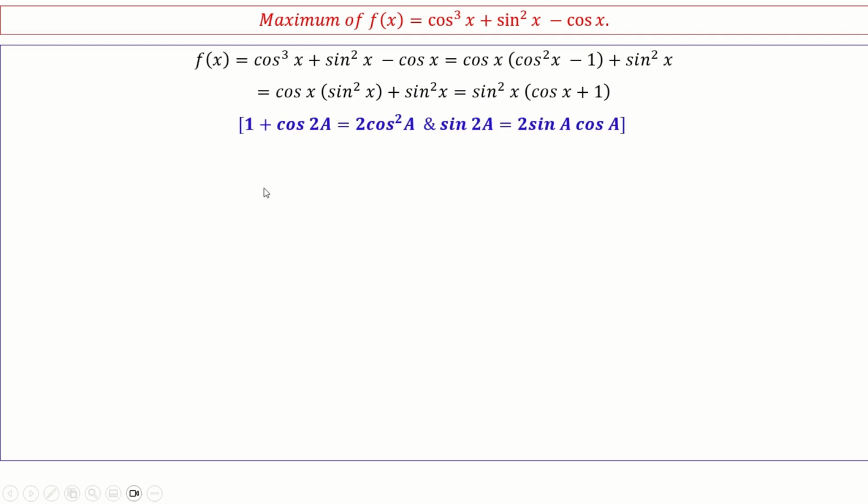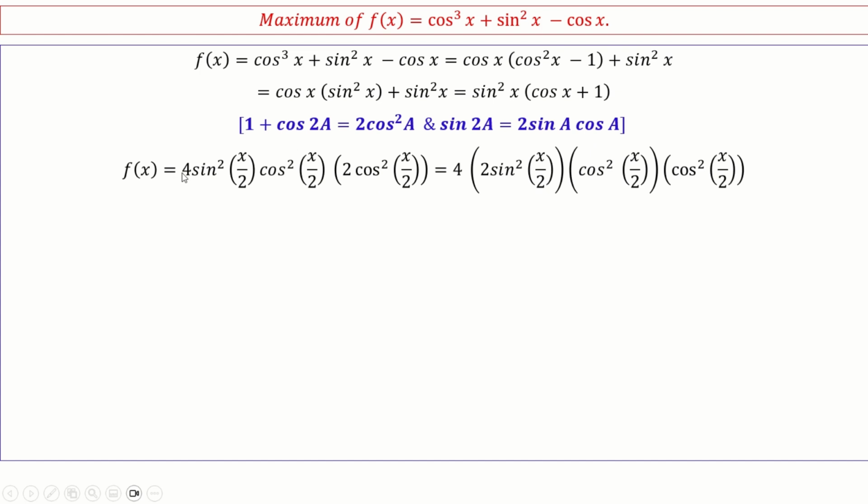Okay. Now I will apply these two rules: 1 plus cos 2a equals 2 cos square a, and sin 2a equals 2 sin a cos a. Here I have 1 plus cos x, so 1 plus cos x will be 2 cos square x by 2. Similarly, sin x is equal to 2 sin x by 2 cos x by 2. So these two I will apply.